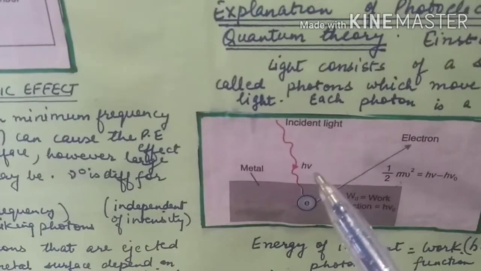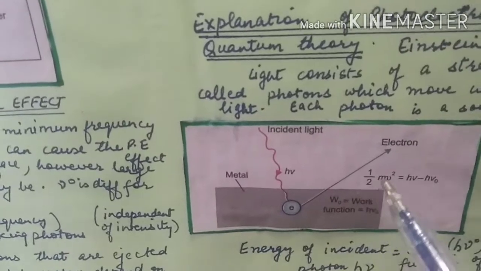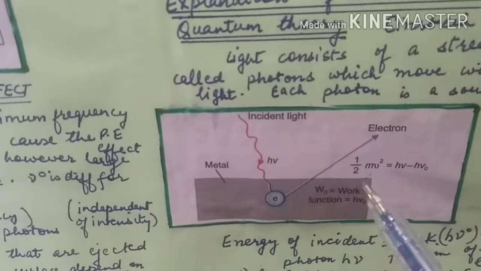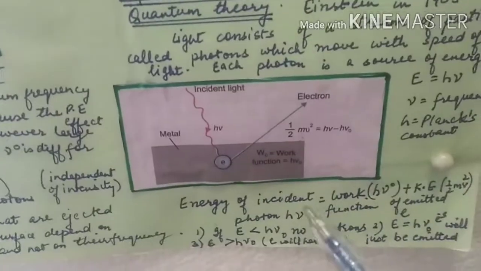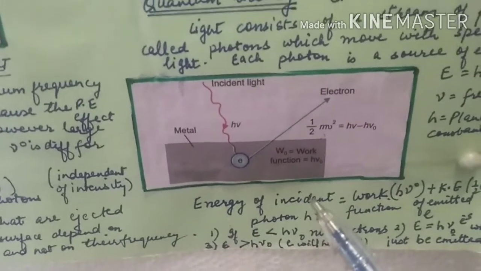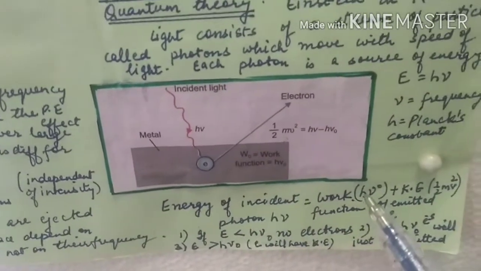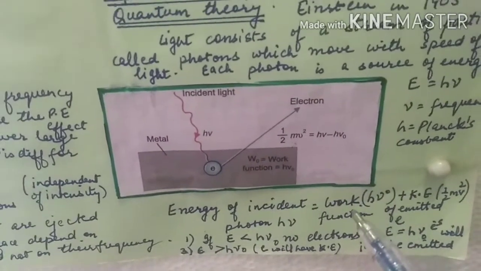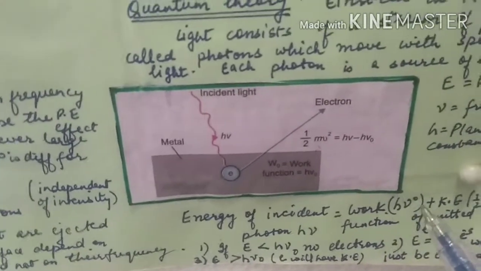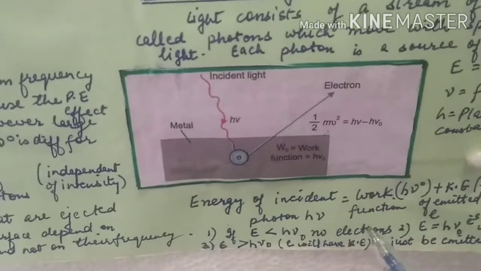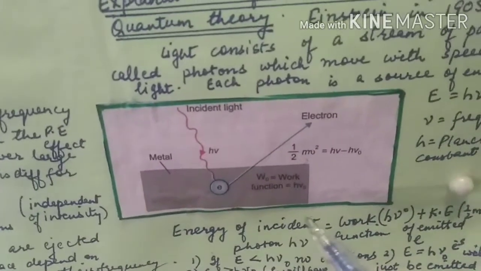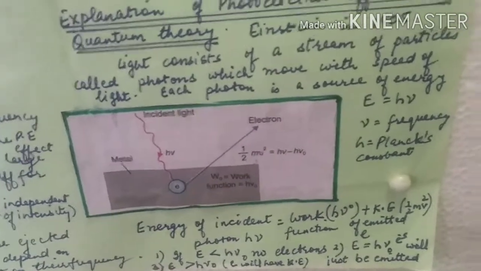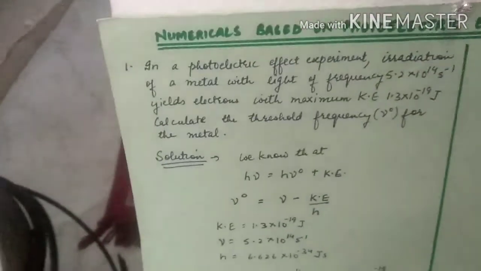So incident energy h nu will result in the ejection of the electron, plus extra energy will be imparted as kinetic energy. If the energy of the incident photon is equal to h nu naught, then only the electron will be ejected. If it is greater than h nu naught, then the electron will be ejected, plus extra energy will be given out in the form of kinetic energy, and if it is less than h nu naught, then no electrons will be ejected. Overall, the energy of the incident photon is equal to the work function h nu naught plus kinetic energy half mv square. Now let us do a numerical based on this photoelectric effect.